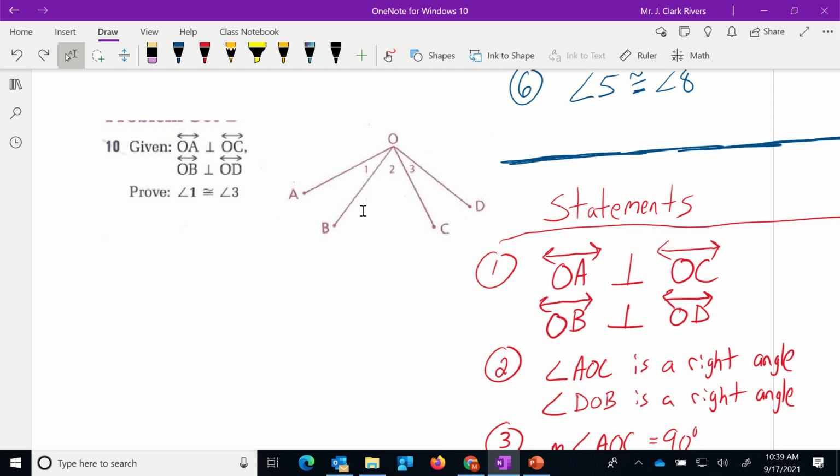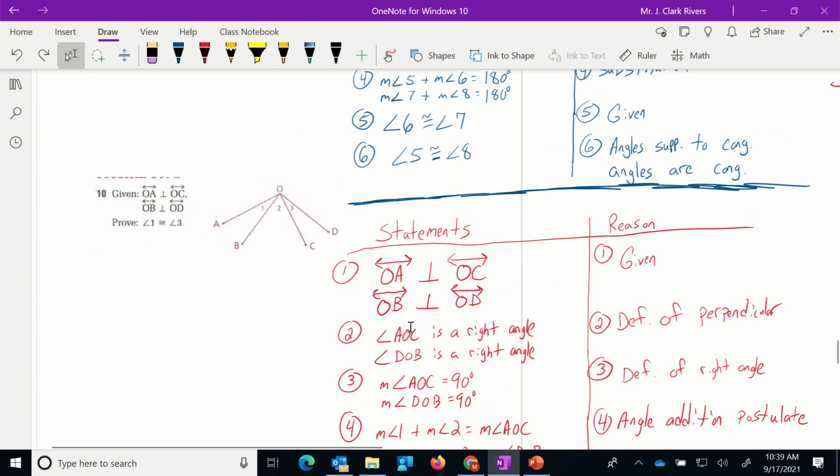I'm going to say that again. Listen carefully if you didn't hear the first time. Angles, like 1 and 3, that have the same complement, 2 is their complement, are congruent. Angles with the same complement are congruent. So what do we have to show here? Well, if OA and OC are perpendicular and OB and OD are perpendicular, that means AOC is a right angle.